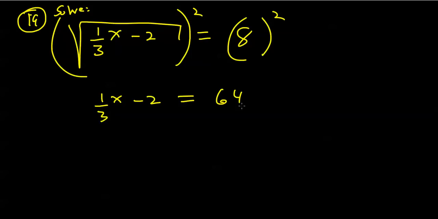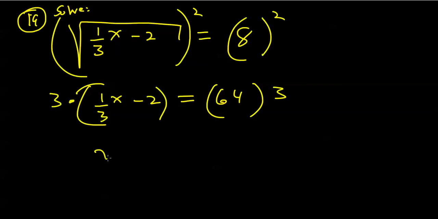Now it looks like a chapter 2 equation. How do we solve something like this in chapter 2? Basically multiply both sides by the LCM of all the coefficients. Well, of course, that's 3. So I've got to apply my distributive law on the left. 3 times 1/3 x is just x, minus 3 times 2 is 6, equals, and 3 times 64, let's see, 204, I believe it is, right?